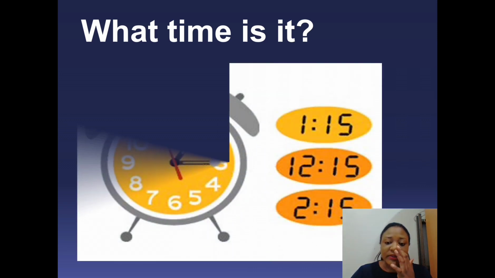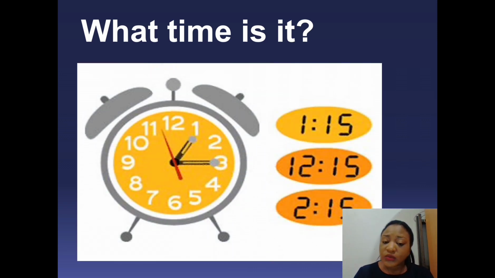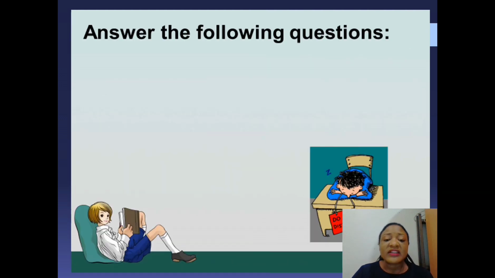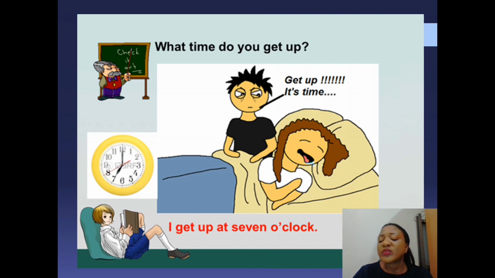What time is it? Another activity. Is it 1:15? Is it 12:15? Is it 2:15? Of course, it is 1:15. So I will give them more and more engaging activities like this. Answer the following questions. Now they can do this with their friends.